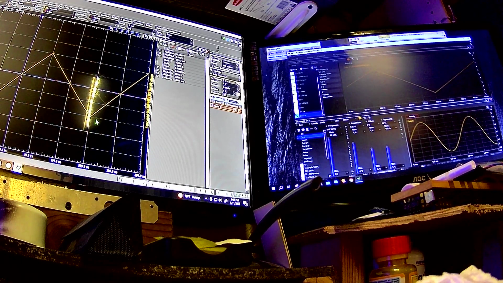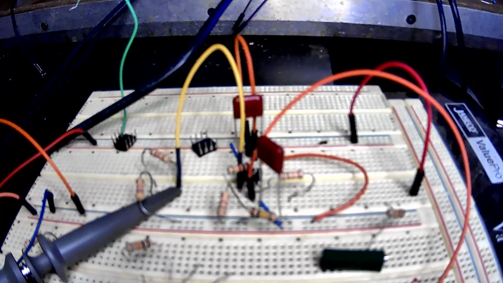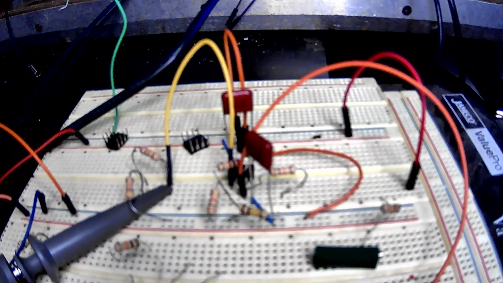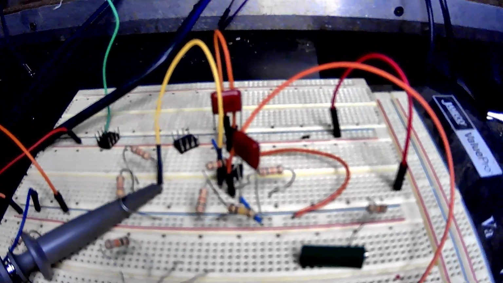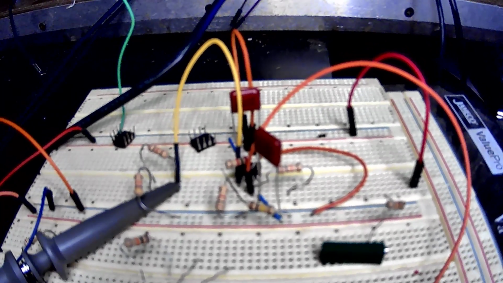All right, I got an interesting little situation. Basically right here I have a TL072 op amp configured as a non-inverting amplifier with a gain of 3. Just straight up, simple as can be.